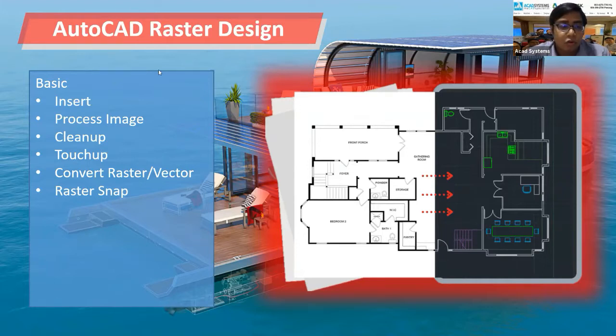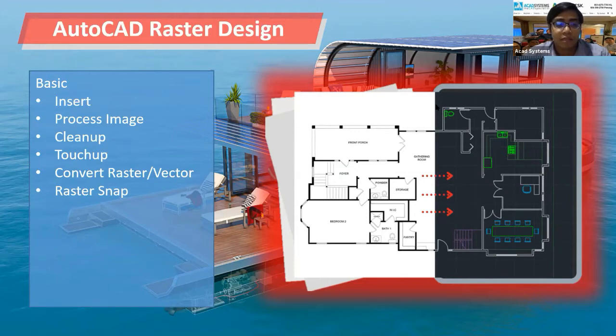So we would like to go with some of the basic things. We start first with the insert. We're going to insert the image files inside of AutoCAD, and then we're going to process the image. For example, if you have an image with colors and so on, we're going to process it to match the AutoCAD background.